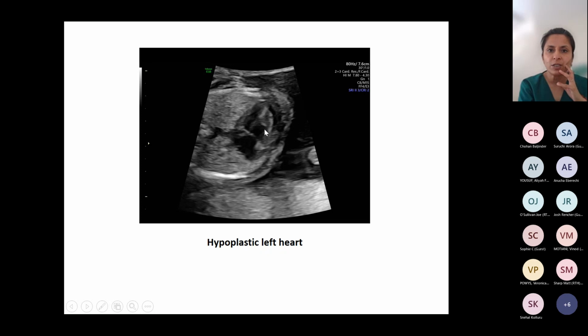And immediately what we can see is that this is the right side, which is way bigger than the left side here. And if we did more detailed examinations where we look at the blood flows, we will notice that not much blood is flowing into the left side. This is hypoplastic left heart.